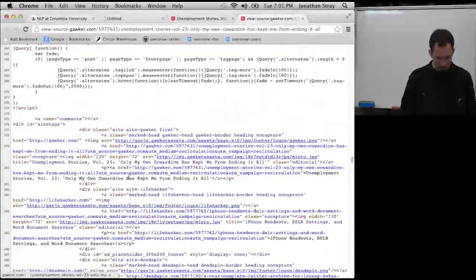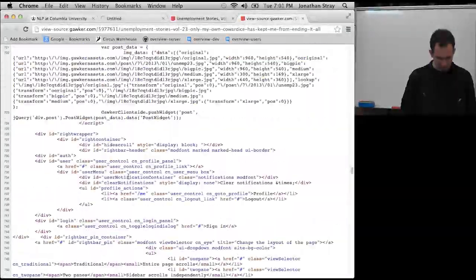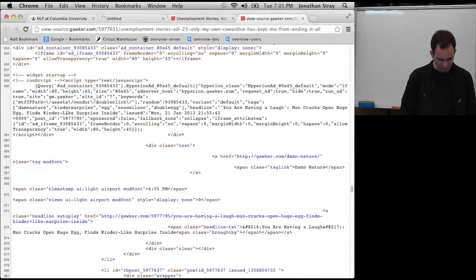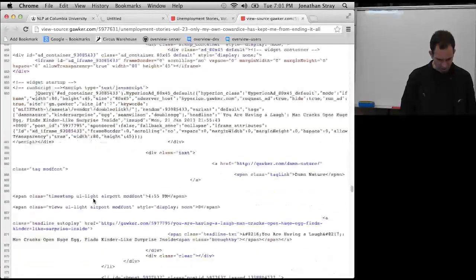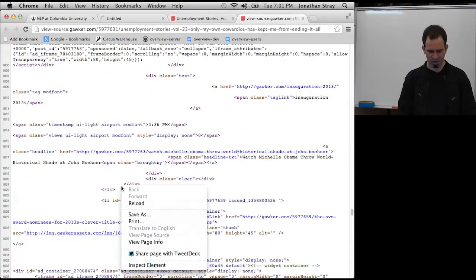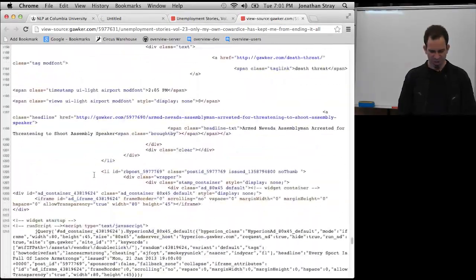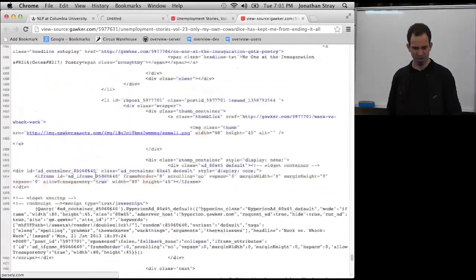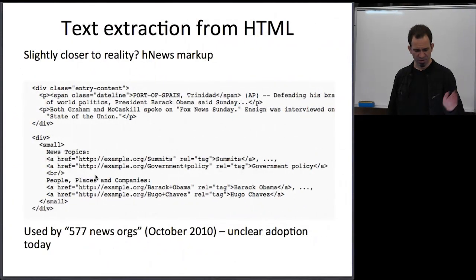And then now we've got comments. We've got some ads. Yeah, this ad container. This looks like analytics. Anyways, you can see it just goes on and on and on. And it's not immediately obvious where the text of the article is. So scraping sucks.